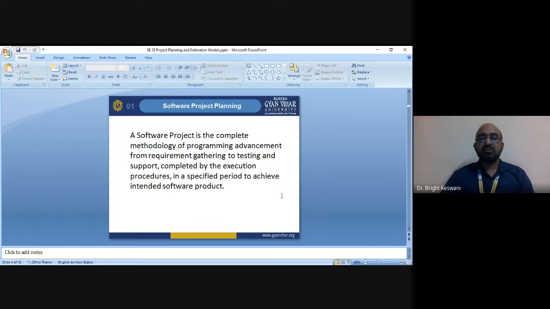Let us discuss the first point, which is software project planning. A software project is the complete methodology of programming advancement from requirement gathering to testing and support, completed by execution procedures in a specified period to achieve the intended software product. So we can say the software project is the complete methodology of programming advancements from requirement gathering till the delivery of the product to the client.